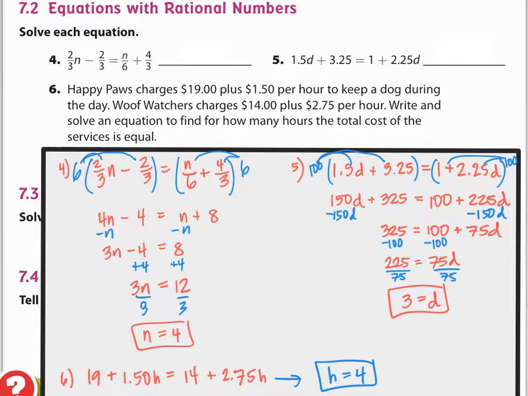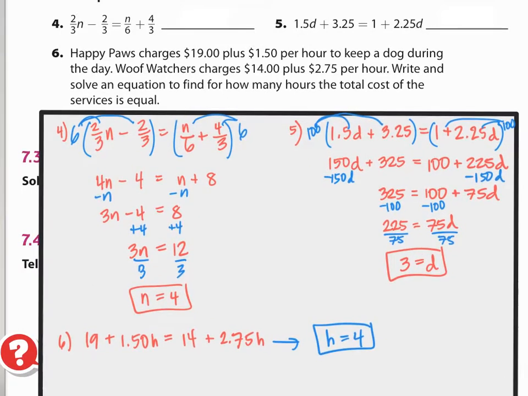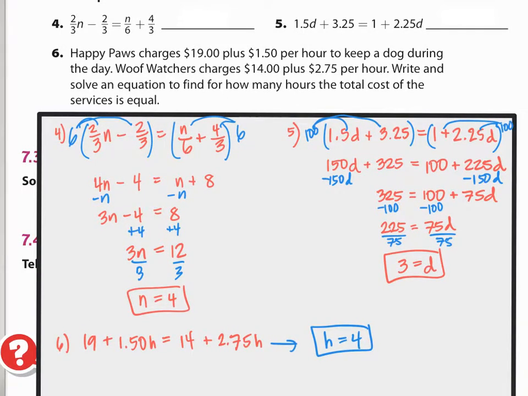And lastly, number 6. I did not show my work just like with number 3, but here's the equation that I got. $19 plus $1.50 per hour. Per hour means for every hour it's $1.50. And then the other place, Wolf Watchers, is $14 here, plus $2.75 per hour. So we want them to be equal to each other. And then I did not show my work, but I went through and solved it and got 4 hours.